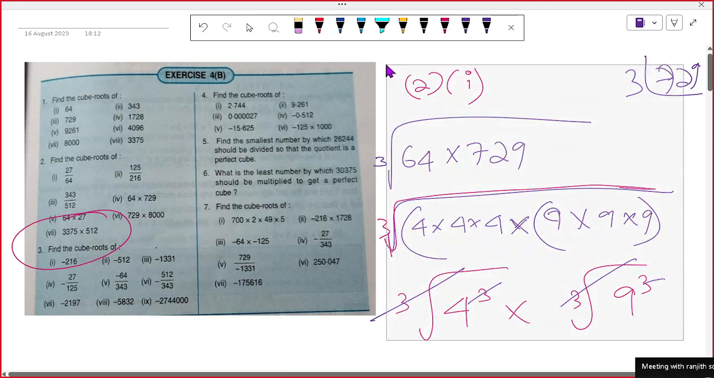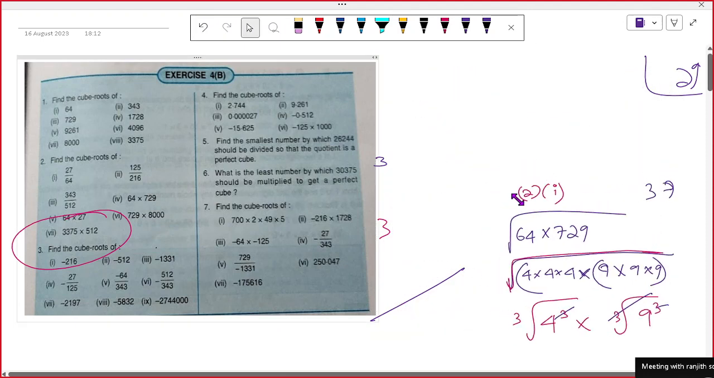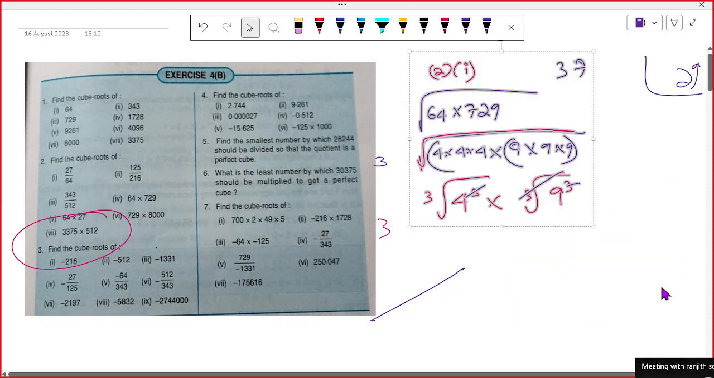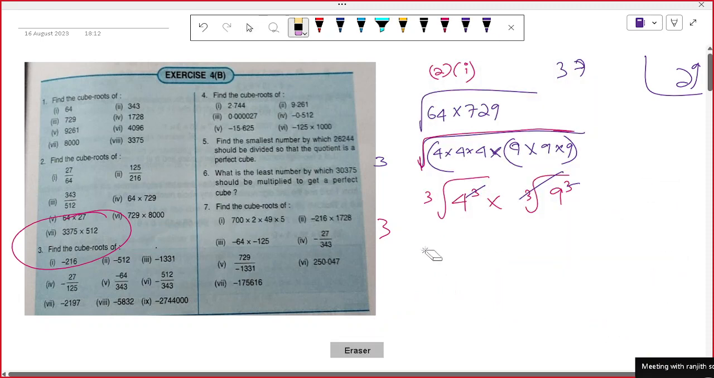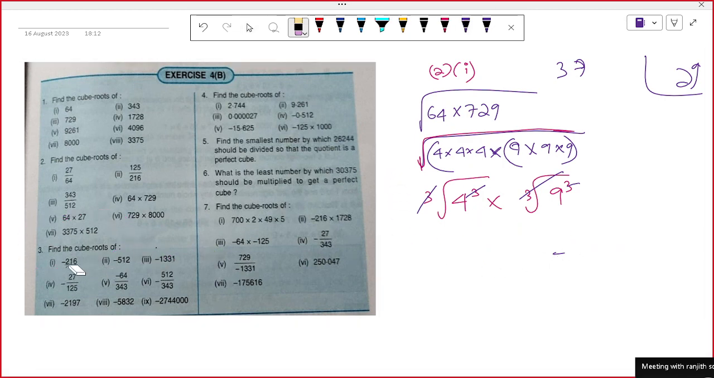I've taught this in the beginning also, and you're giving silly answers for this. Cube roots get cancelled. So what's the answer? 4 nines are 36. Okay, that's it. For the other questions, try them, it's the same.